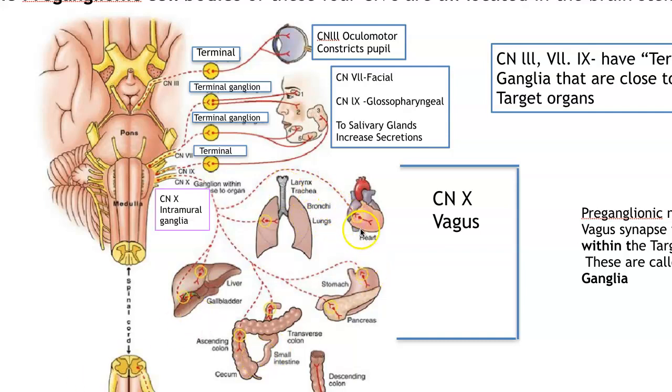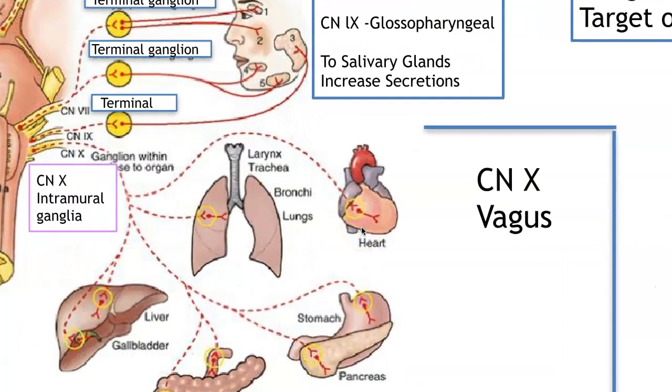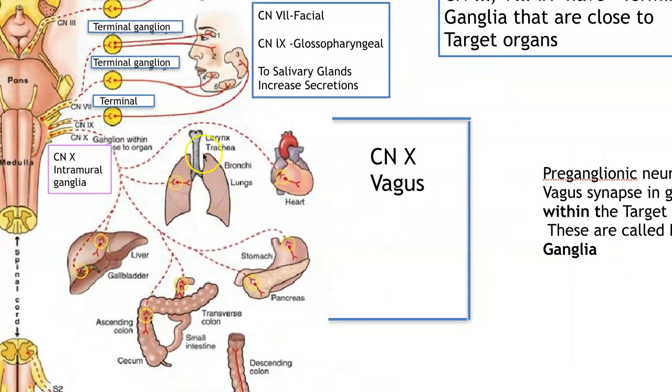And it's going to synapse in these intramural ganglia. Look at this. It's right within the target organ. All of these are within the target organ. So it's going to go to the lungs. It's going to go to the trachea. It's going to go to the heart.